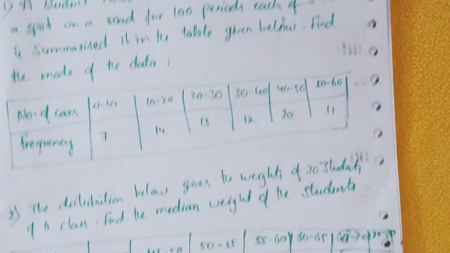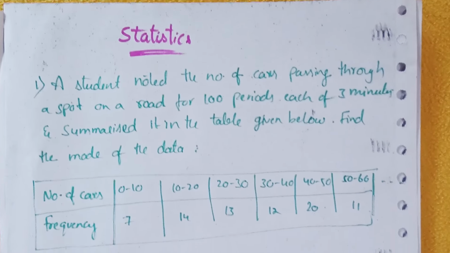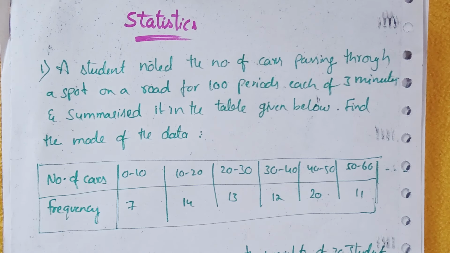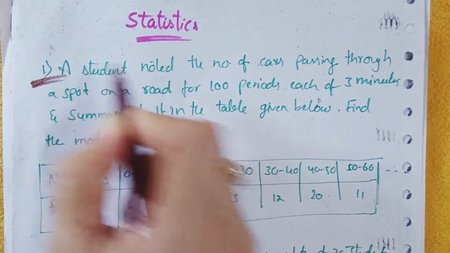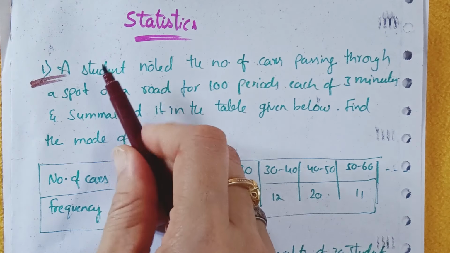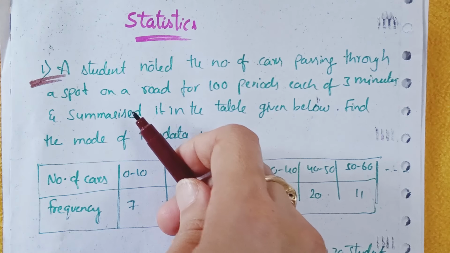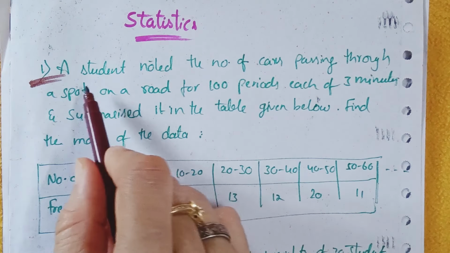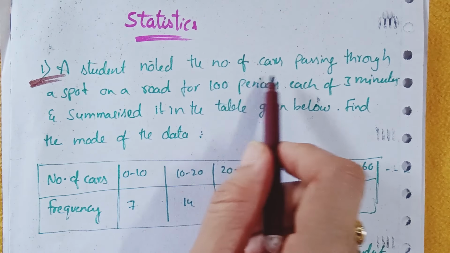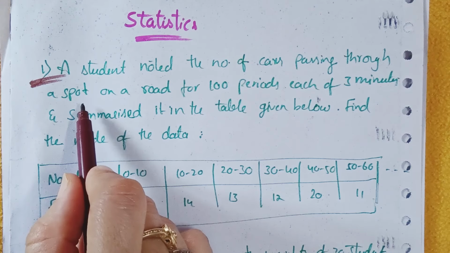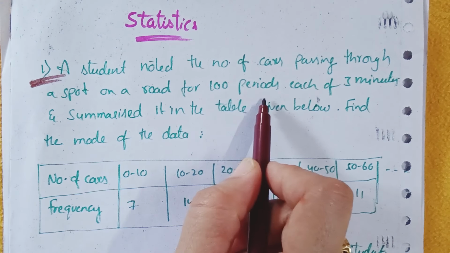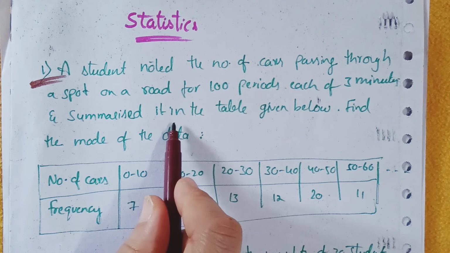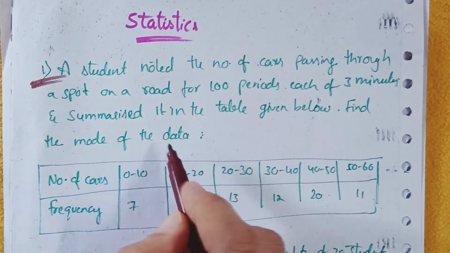Now we'll move to the next topic, next chapter, that is statistics. Okay, let's see the first question. Yes, statistics is also there for you in the SA-1 syllabus. Okay, so first question is, a student noted the number of cars passing through a spot on a road for 100 periods each of 3 minutes and summarized it in the table given below. Find the mode of the data.